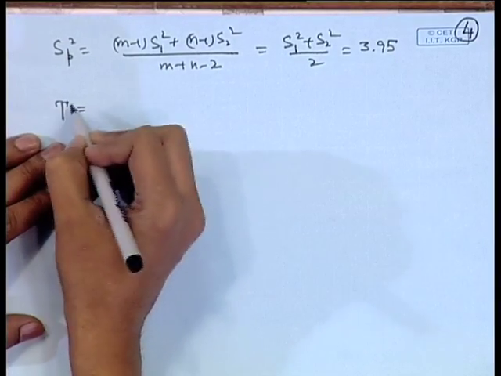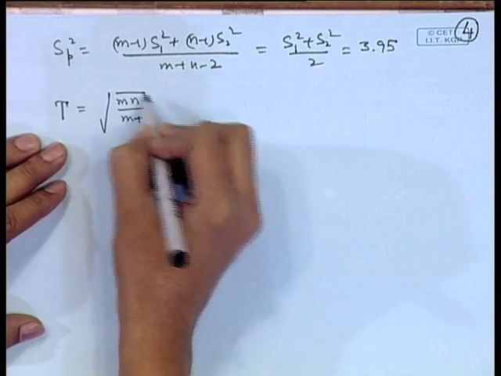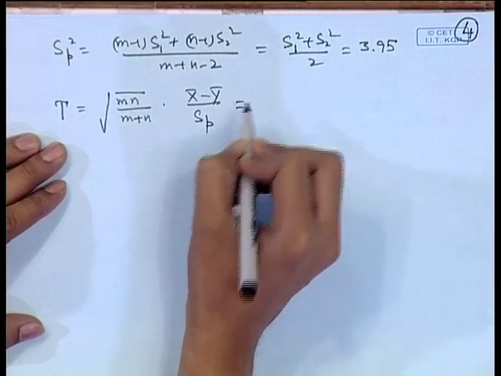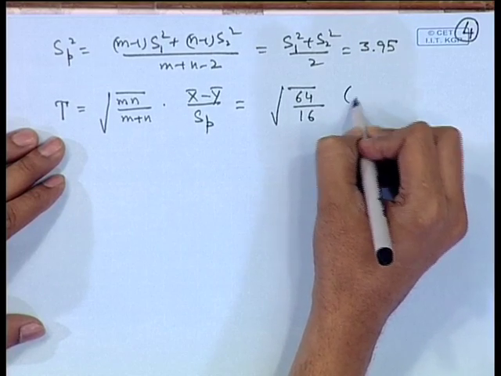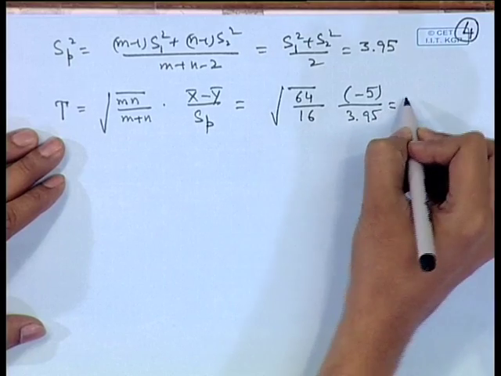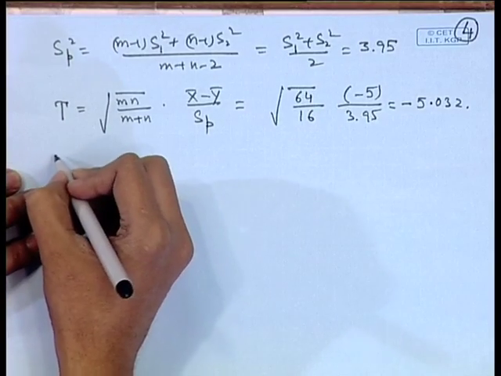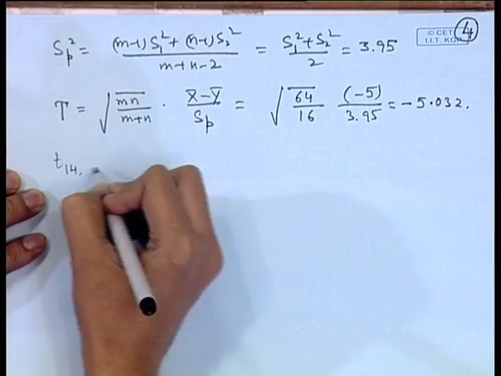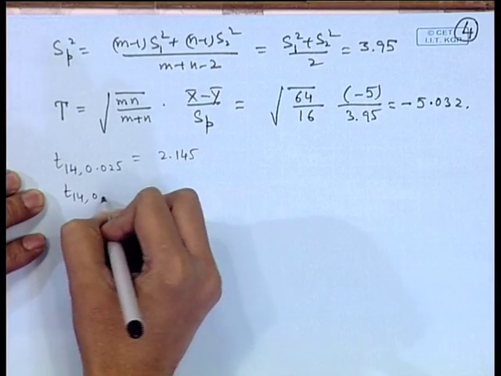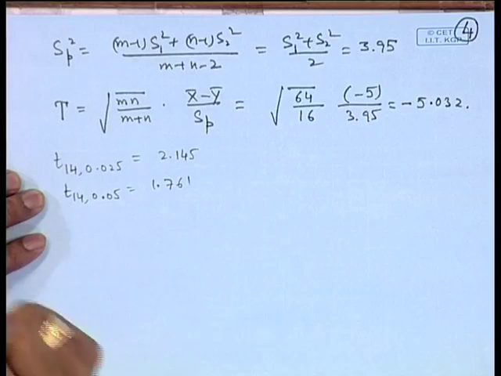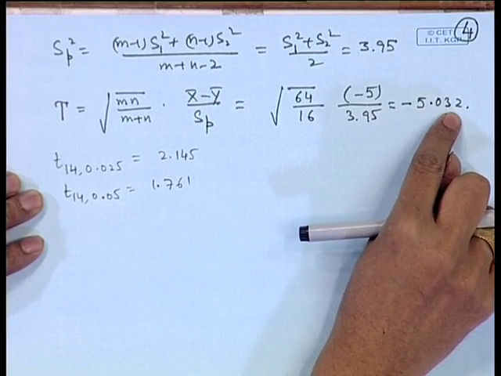So, the formula for the pooled test statistic here is square root of mn by m plus n times (x bar minus y bar) by Sp, that is square root 64 divided by 16, and this is minus 5 divided by 3.95. That value turns out to be minus 5.032. If we see here t 14 at 0.025 level, then it is 2.145, t 14 at 0.05, that is 1.761, etc. You can see here the calculated value of the t statistic is minus 5.032.